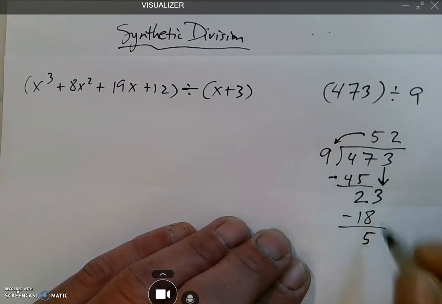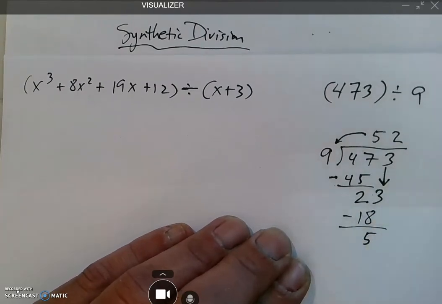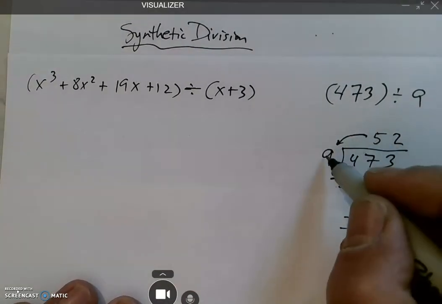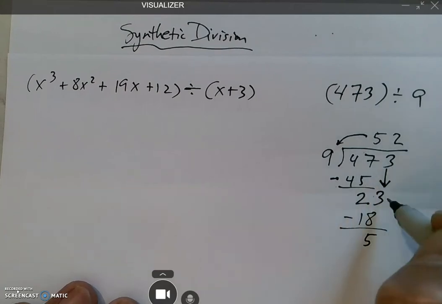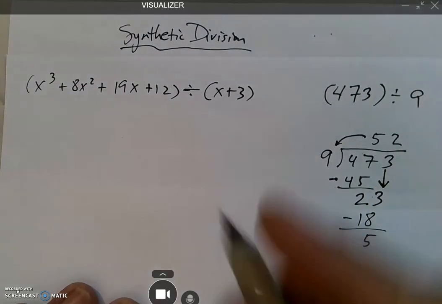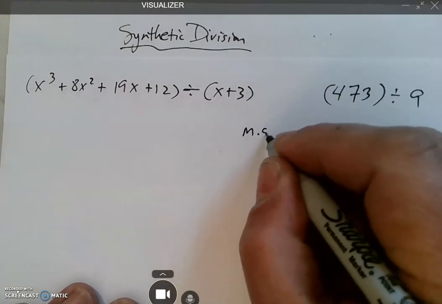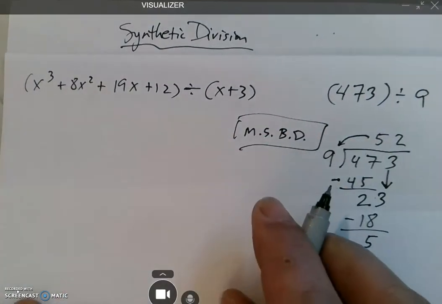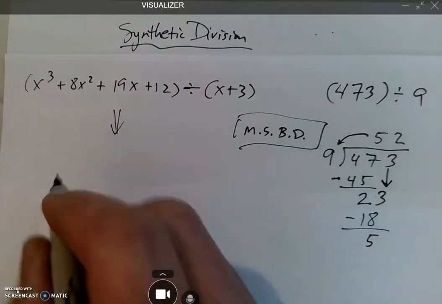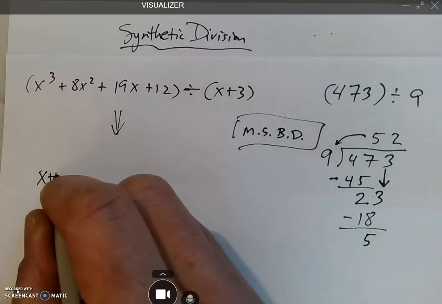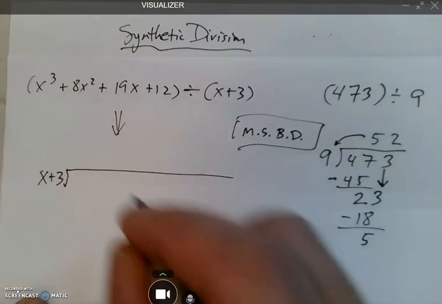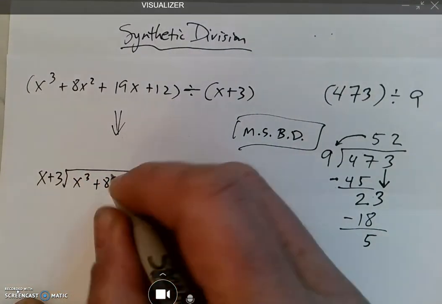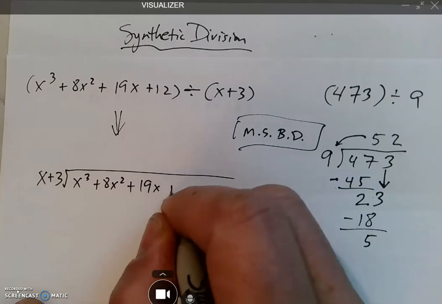Subtract. And then if you want to go decimals, we keep on bringing down. But the main idea here is you multiply these, then you subtract, then you bring down the next term. That's the rule. Multiply, subtract, bring down. We're going to use that over and over and over again. So for this one, x plus 3 goes outside. Inside we have x cubed plus 8x squared plus 19x plus 12.